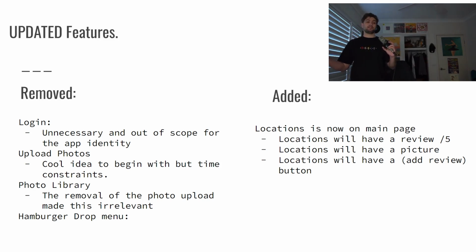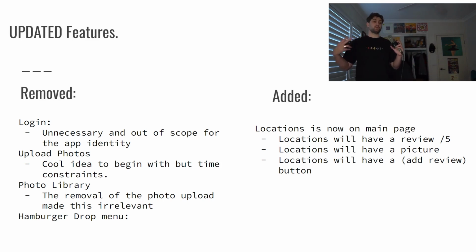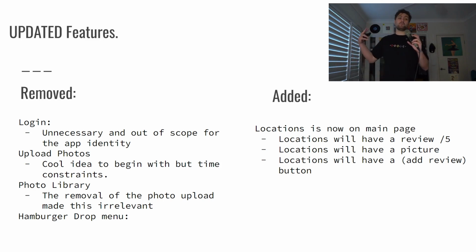Now the hamburger drop-down menu. The hamburger drop-down menu was there to hide all these features away from the home screen. Now that we've removed the majority of the features, we don't need that hamburger menu icon anymore.